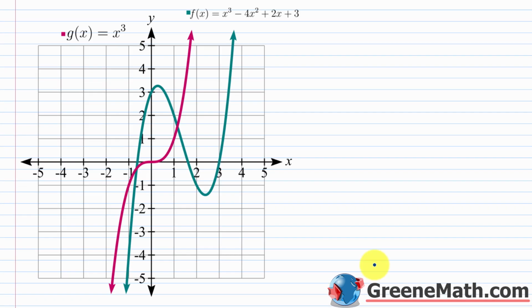Now let me show you the graph here, and you can make the window different if you want just by playing around with it on Desmos. So this guy in red, that's our g of x equals x cubed. We know what that looks like already. And then in green, that's the f of x equals x cubed minus 4x squared plus 2x plus 3.